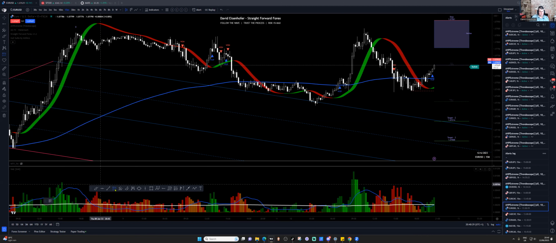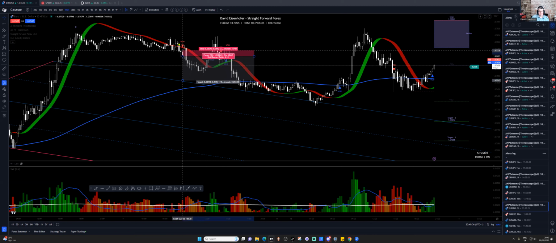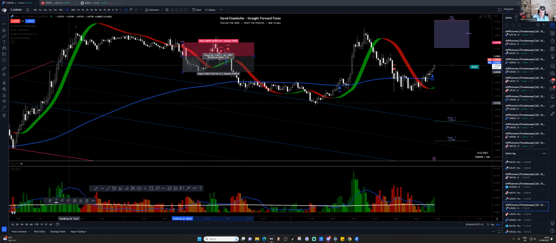What would that be? Entry off the bottom of the candle, previous high. So yeah, 1 to 1.6.